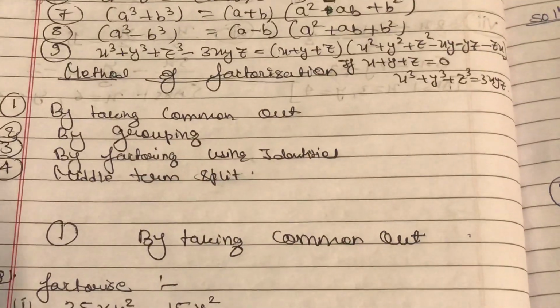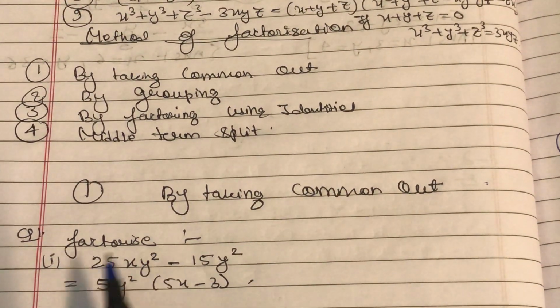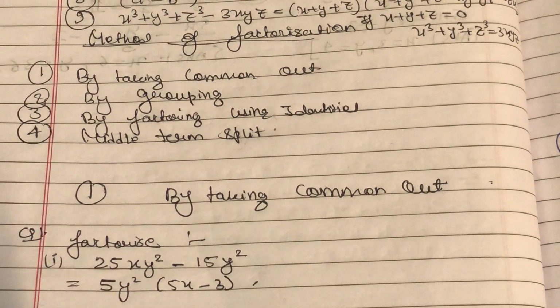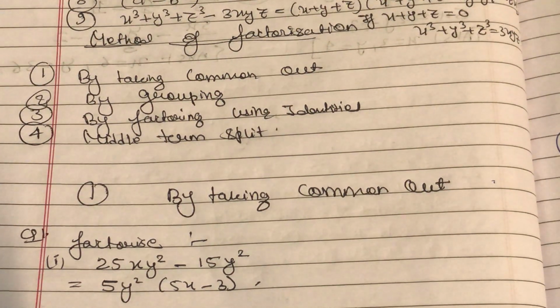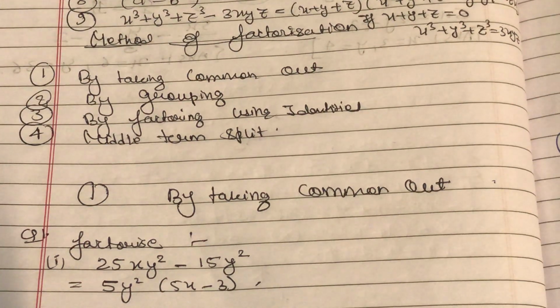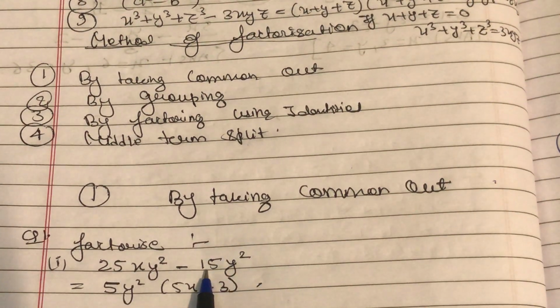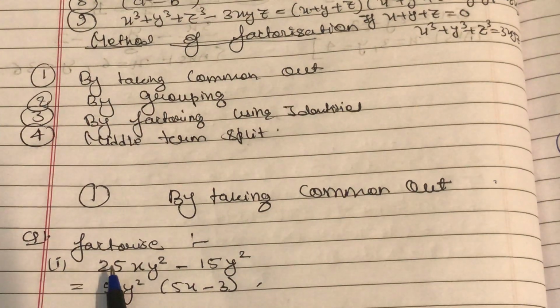By taking common out, in this method, suppose the question is I have to factorize 25xy square minus 15y square. Factorization means to write the given expression in the form of its factors. That means it should be in product form. So for example, here 25 and 15. The common factor of 25 and 15 is what? 5. So whenever a question comes like that, see the number part and see the variable part.